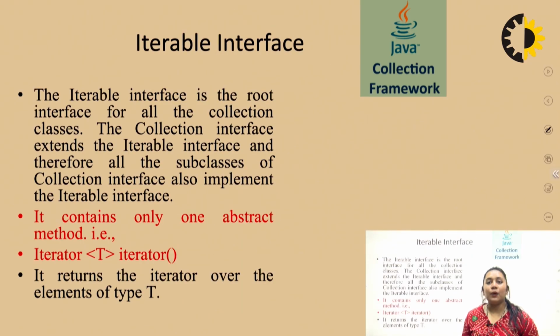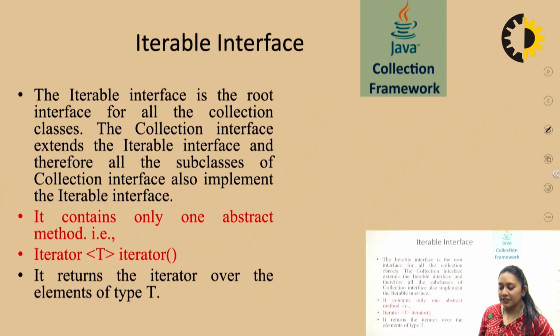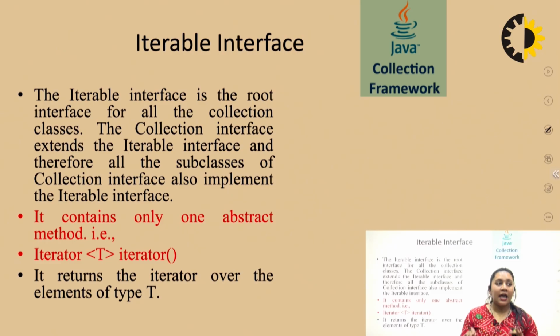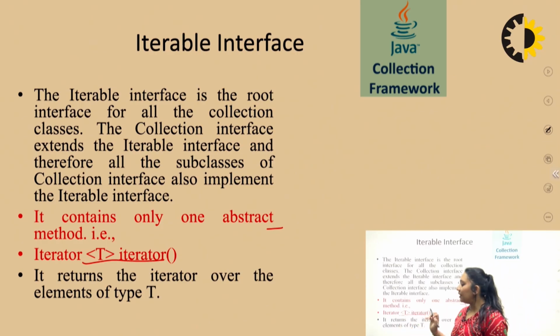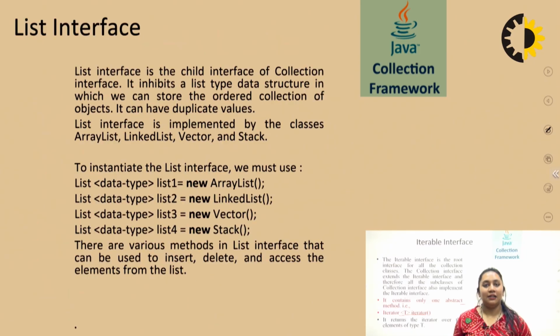Next, let's understand the number one interface, which is the Iterable interface, right? The Iterable interface is one of the root interfaces used for collections, where all the subclasses can be executed and implemented through the Iterable interface. It contains one abstract method, right? Once you have defined the Iterable, you need to define the one abstract method, the iterator function, which returns an iterator over the elements of type T, right?